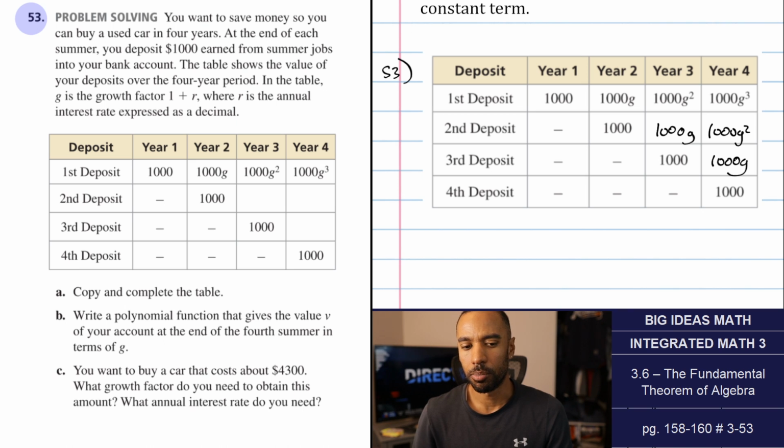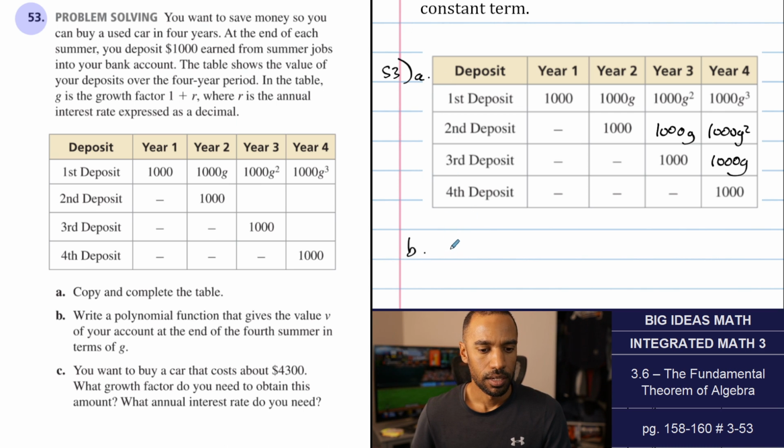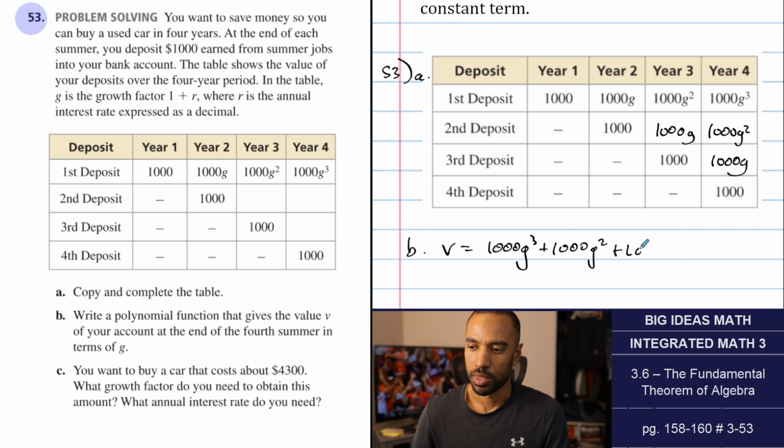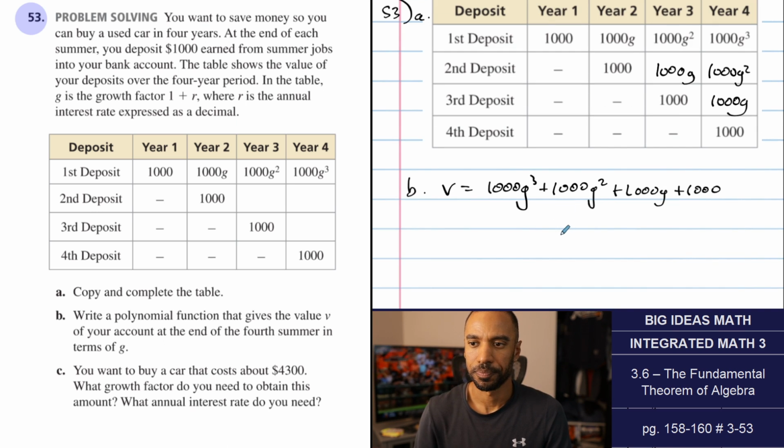Part B, write a polynomial function that gives the value V in your account at the end of the fourth summer in terms of g. If year 4 is the fourth summer, we can add all those together. So V equals 1000 g cubed plus 1000 g squared plus 1000 g plus 1000. Seems like I really want to factor out that 1000, but that can be an answer.